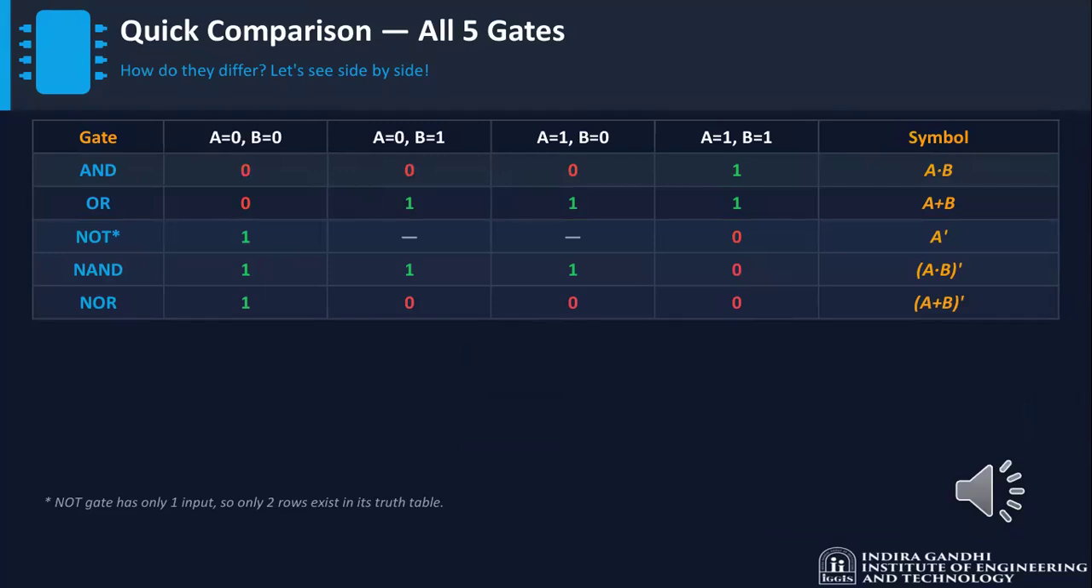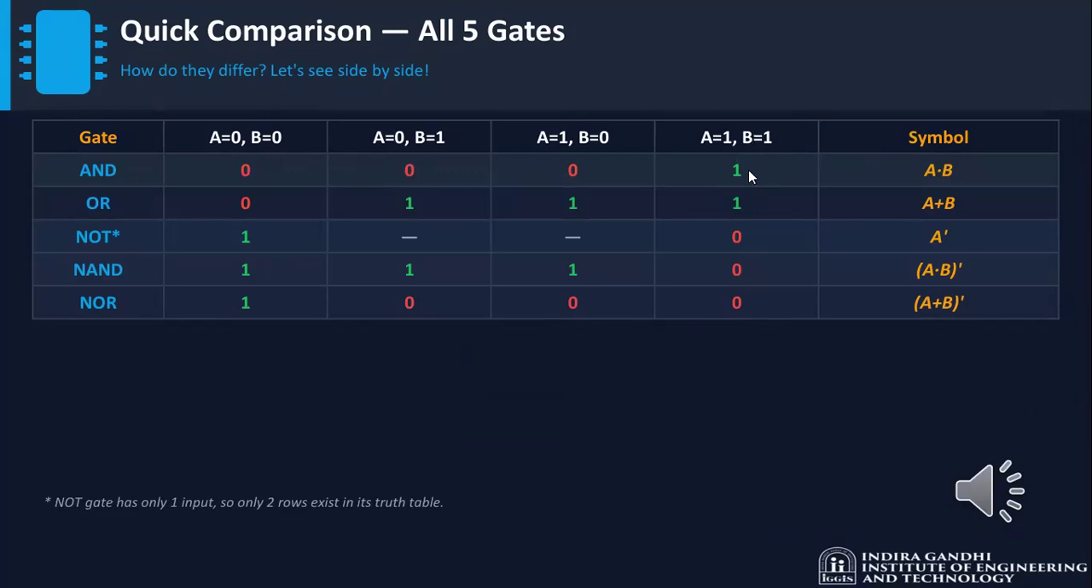So this is a quick comparison table for all the gates that we have studied. Here are all the 5 gates side by side. Each column shows what the output is for different input combinations, say 0 0, 0 1, 1 0 and 1 1. For a quick comparison, we can focus on the column where input A is 1 and input B is 1.